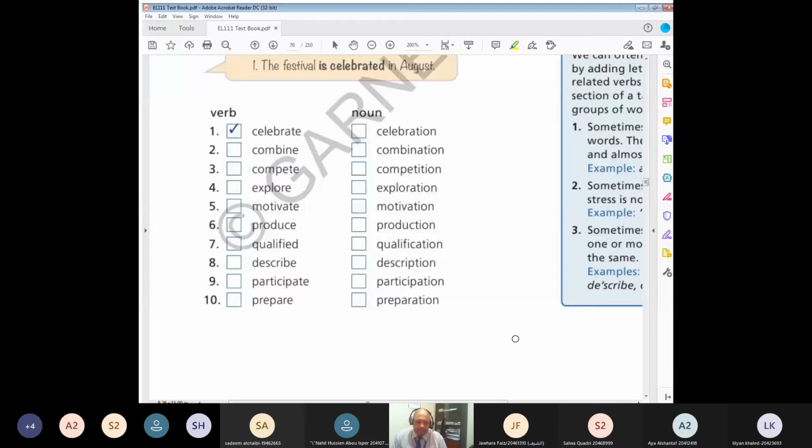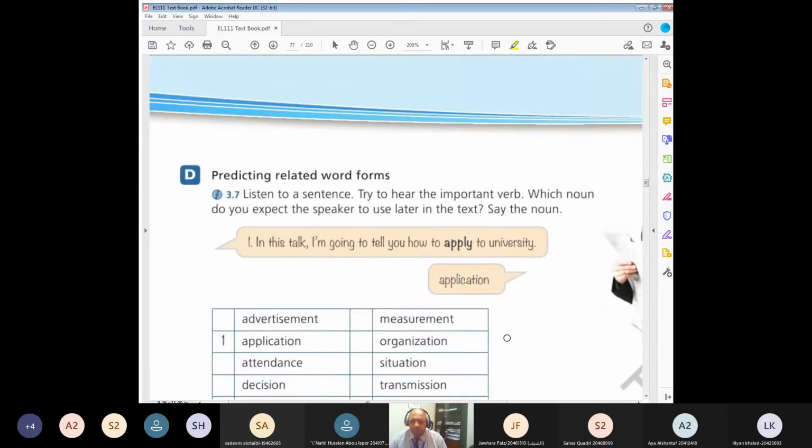Describe and description. Participate. To participate in something is to be part of it, like what you guys are doing now. I ask a question and you participate, you answer, right? This is called participation. And then preparation.